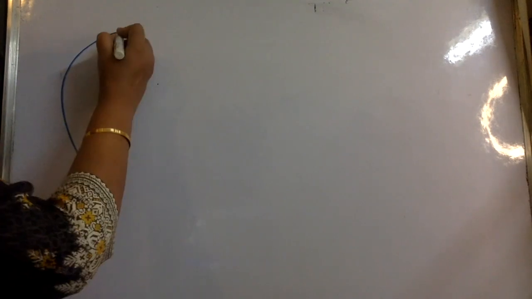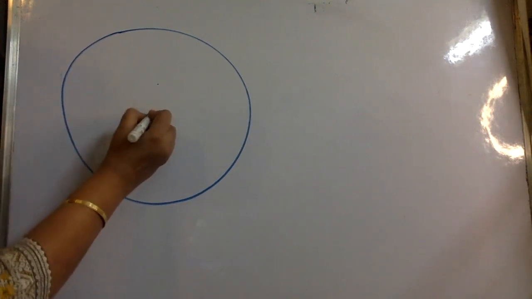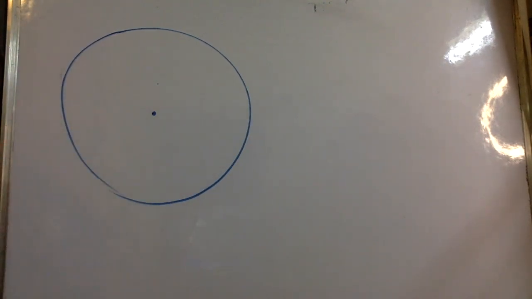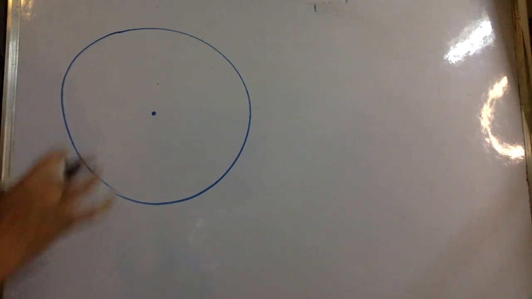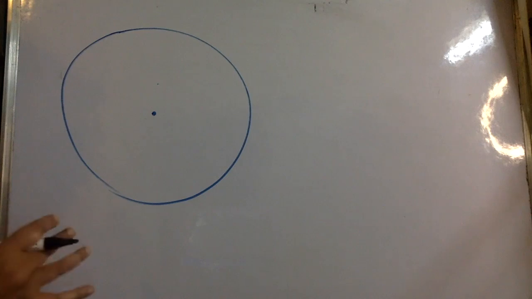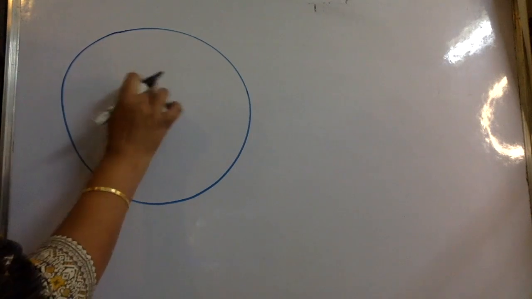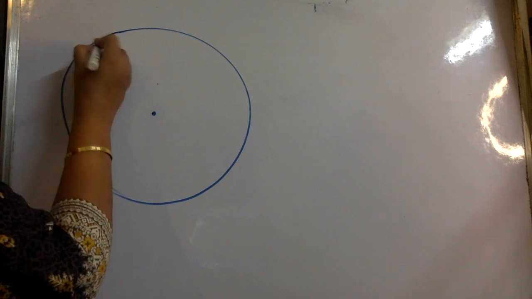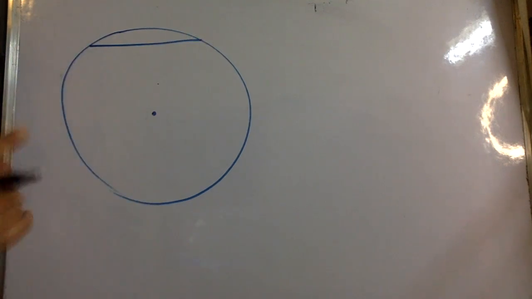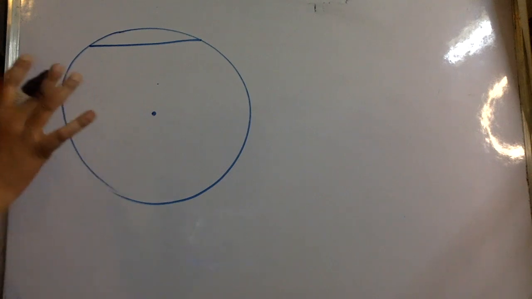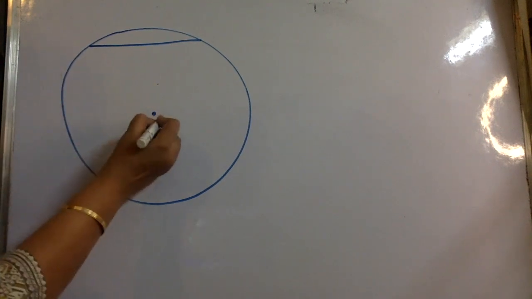Now here is a sum which is telling us there is a circle which has two parallel chords. They have only told us that the two chords are parallel, and the radius of the circle is 5 centimeters. Find the distance between the chords if they are on the same side of the center or on different sides of the center. Let me first draw, and see how the sum changes if the two chords are on the same side of the center or on different sides.